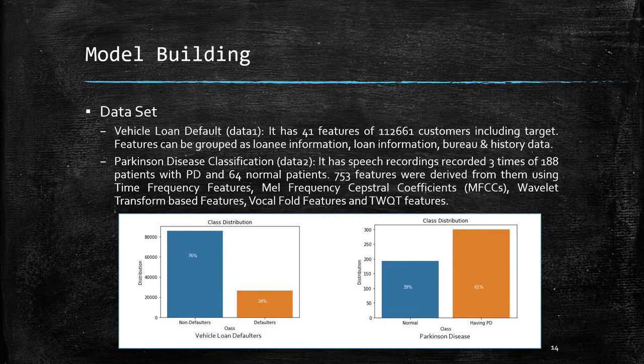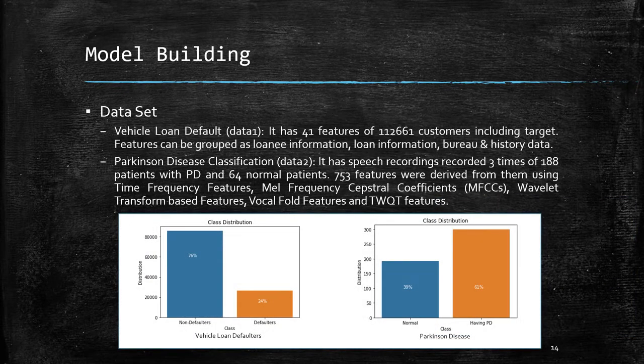So coming to the model building, the dataset that we have is one vehicle loan default dataset which has 41 features of 1,12,661 customers. And the second dataset is about Parkinson's disease classification. It has speech recordings of 188 patients with Parkinson's disease and 64 normal patients. These recordings are repeated 3 times and they are classified as Parkinson's patient or normal patient.